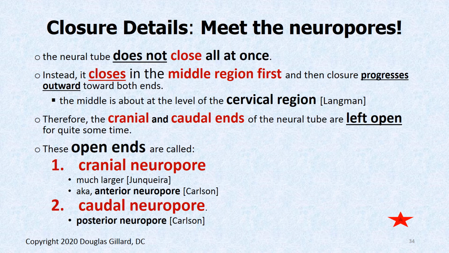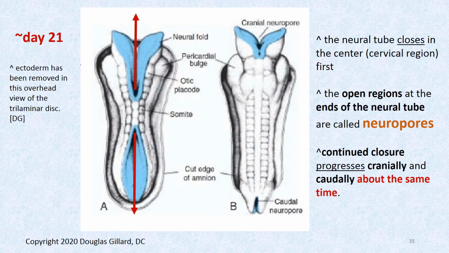Some authors, Carlson calls them the anterior neural pore and the posterior neural pore. So medical students who use that book, that's an AKA for that. We've explained why cranial and anterior are AKAs because of the folding process. Cranial region will remain the cranial region, but it folds to the anterior. That's why they use anterior. That's always confusing.